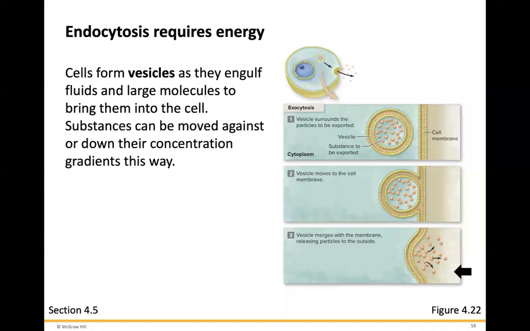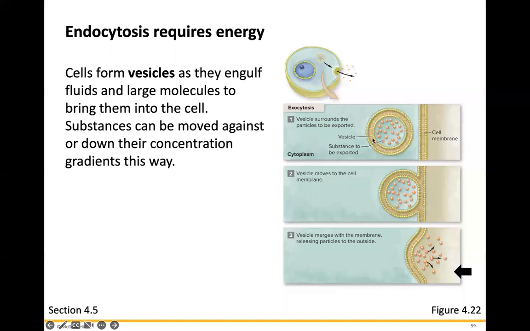Endocytosis is a process in which you can transport material in and out of the cell, or in this case, endocytosis is into the cell, using vesicles. Cells will form vesicles as they engulf fluids and large molecules to bring them into the cell. And that can be moved down or against their concentration gradients. So with endocytosis, you bring it in via a vesicle.